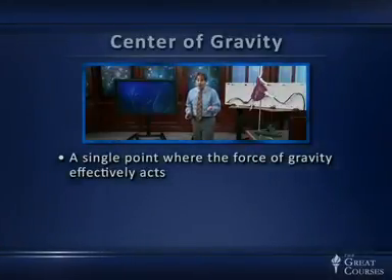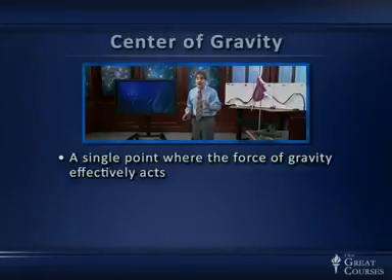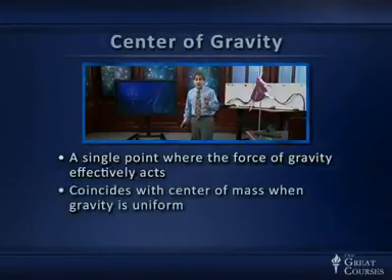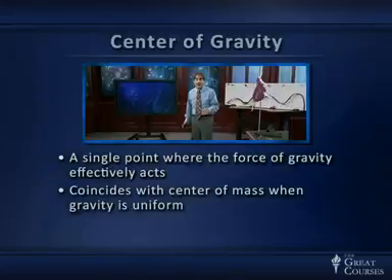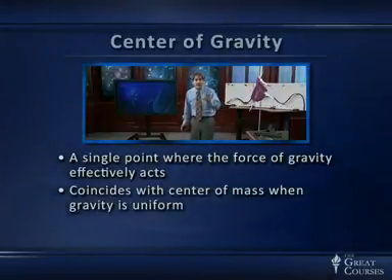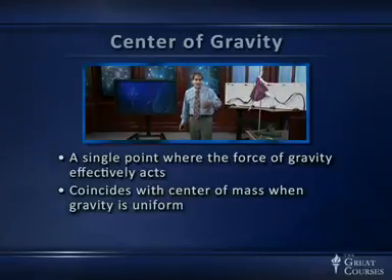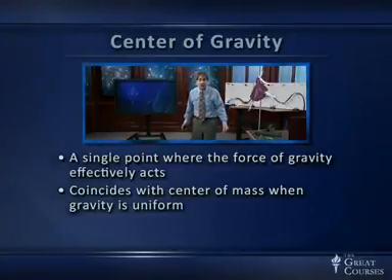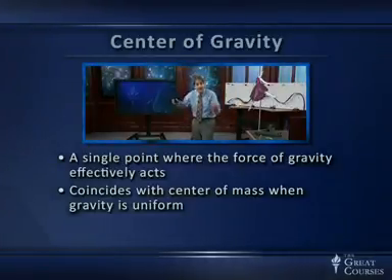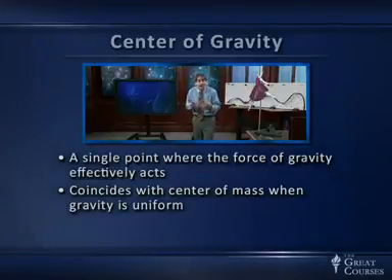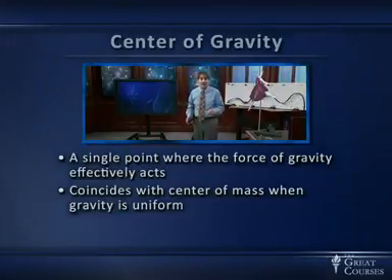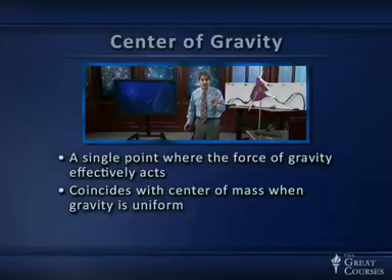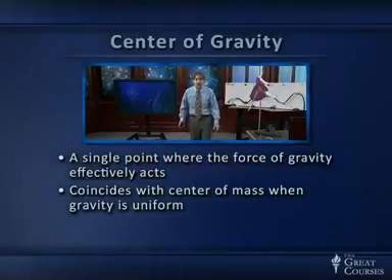It turns out, and I'm going to prove this in just a moment, that when gravity is uniform, the center of gravity corresponds with the center of mass. But those two things mean something different. The center of gravity is the place where gravity acts like it's acting for purposes of torque, and the center of mass is the point at which the mass seems to be concentrated for the purposes of Newton's second law, and when gravity is uniform, then those two things coincide.